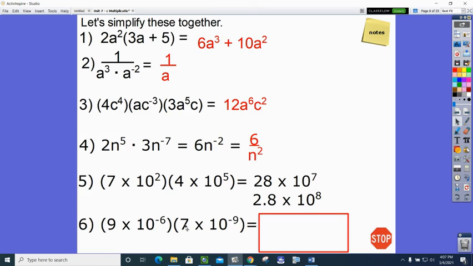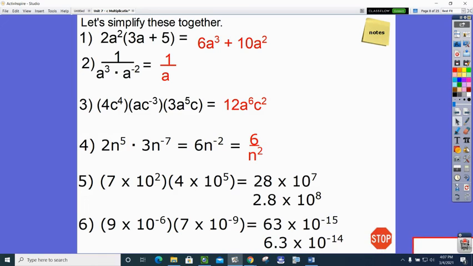So 9 times 7 is 63. Write your x for multiplication. Write your base 10, and negative 6 plus negative 9 should have given you negative 15. Not in proper scientific notation. This needs to be 6.3. Again, I'm taking away a power of 10 in the front of the number. I need to put it in. I need to increase this by 1. Be careful with that negative exponent. Did you go the right direction? Negative 15 plus 1 is negative 14. 1 bigger than negative 15 is negative 14, not negative 16.